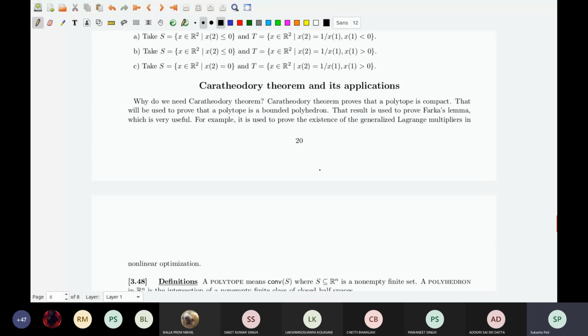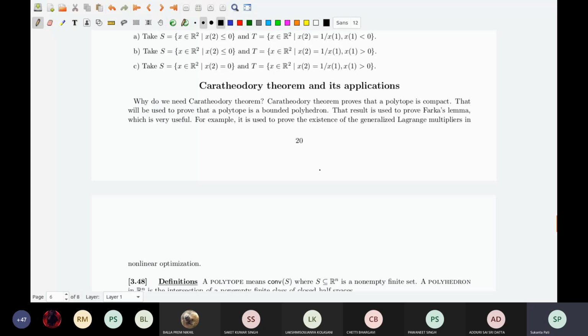A major theorem in this is Carathéodory theorem. Okay. So why do we need Carathéodory theorem? Now Carathéodory theorem will be used to show that a polytope is closed. Polytope, automatically it will follow that polytope is compact, because polytope is always a bounded set. And that will be used to prove that a polytope is a bounded polyhedron.